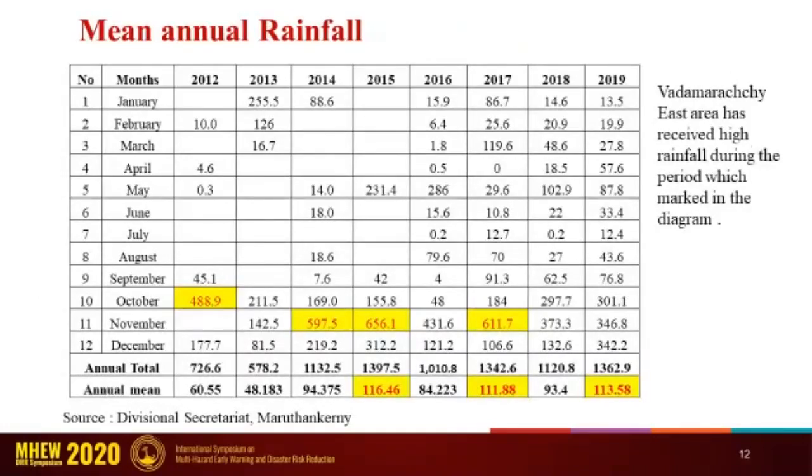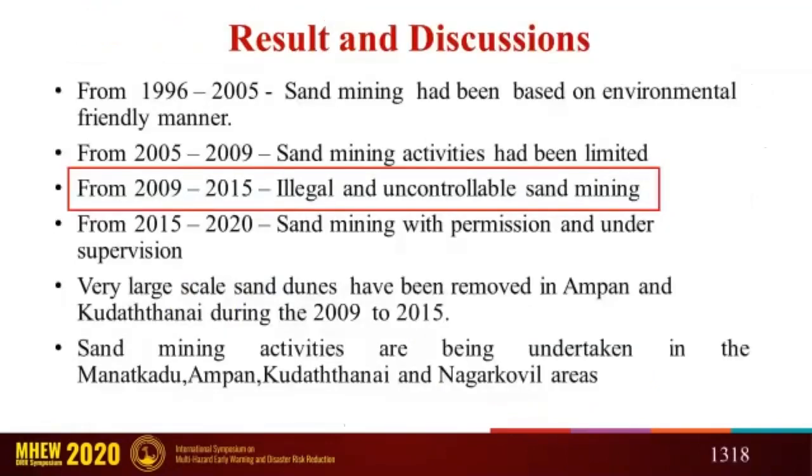This table represents the mean annual rainfall of the Vadamarachi East area. This area received high rainfall during the period which is marked in the diagram. During this period, this area received high rainfall, but there were no other flooding effects because of the distribution of the sand dunes. Now we move on to the results and discussion part.